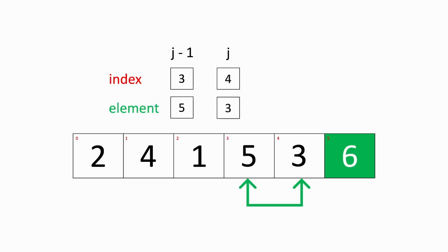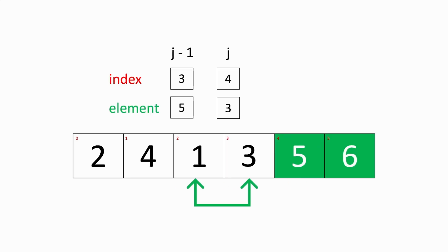Is 5 greater than 3? It is, so we go ahead and swap these two elements as well. And now, 5 is in the correct spot. Now we have two elements, 5 and 6, which are the two highest elements in this array, at the end of the array sorted. And we're going to just keep doing this for all of the elements.